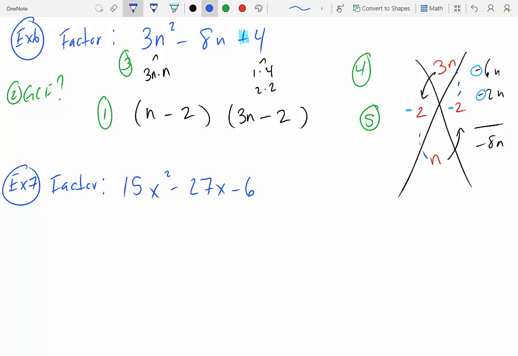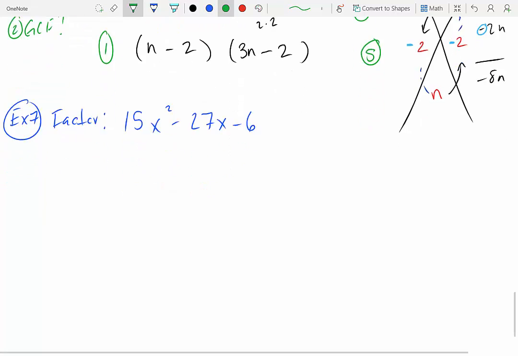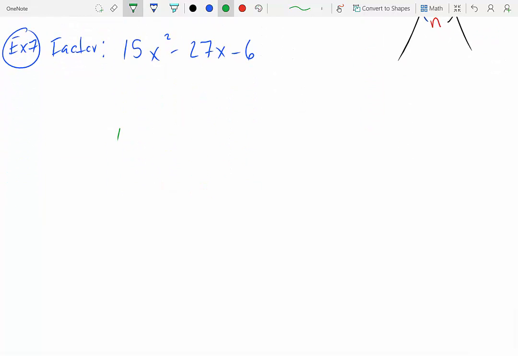So we're going to factor 15x squared minus 27x minus 6. So our first step, we want to determine the signs. Since c is negative, we're going to have different signs, minus and plus. Our second step, is there a GCF? Yes, 15, 27, and 6 all have 3 in common. So let's take a 3 out.